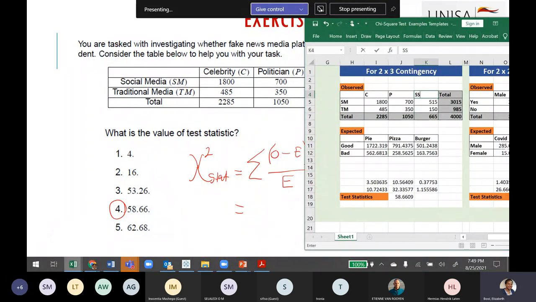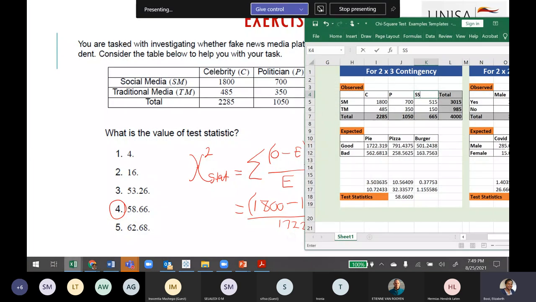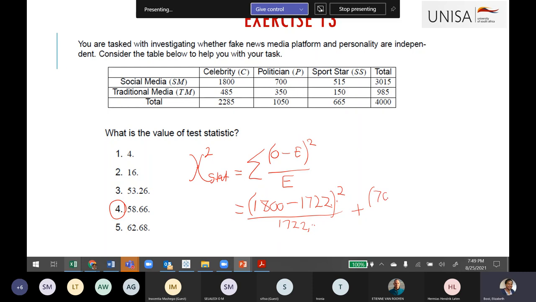If, let's say, 1,800 minus 1,722 point whatever the decimals, you need to know that this is how you write it. Point the decimals plus, and we need to go to the next one. 791 point the decimals, because I don't remember all the decimals that are there, squared divided by 791 point the decimals plus. You need to know how to identify the formula and how to substitute them.